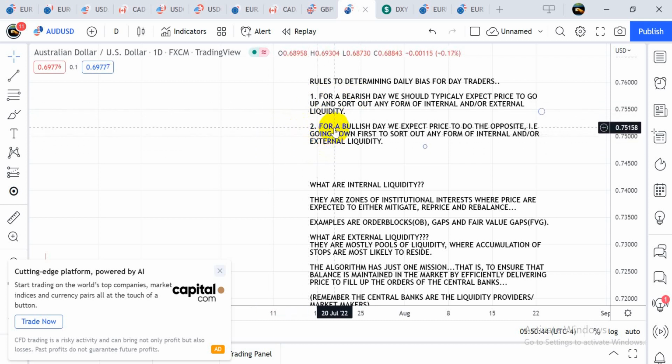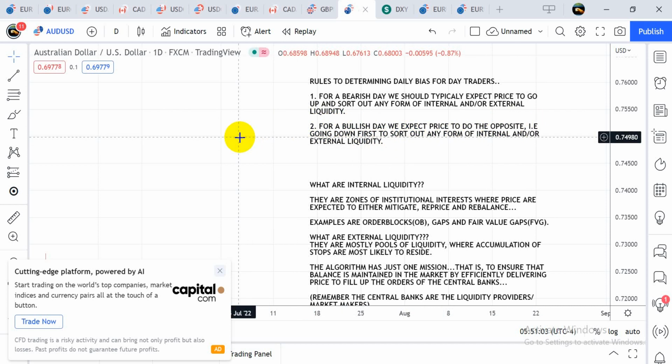So what do I expect? I expect price in DXY to go down first to sort out any form of internal or external liquidity. You understand? I expect price to try to take out yesterday's low, that's the previous day's low. You understand?